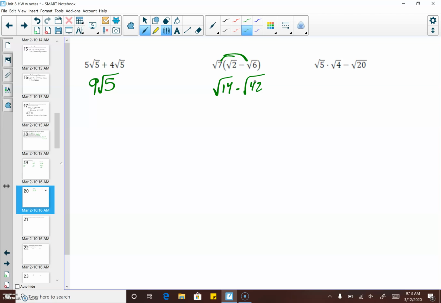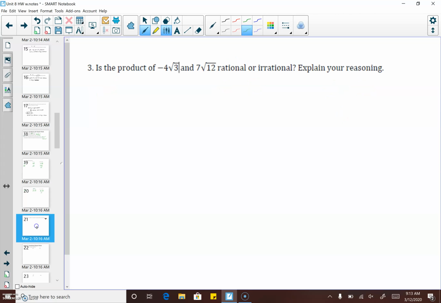We have the square root of 5 times the square root of 4 minus the square root of 20. Well, order of operation tells us to do multiplication first. So 5 times 4 is 20, so we have the square root of 20 minus the square root of 20. Well, if you subtract anything from itself, you get 0.